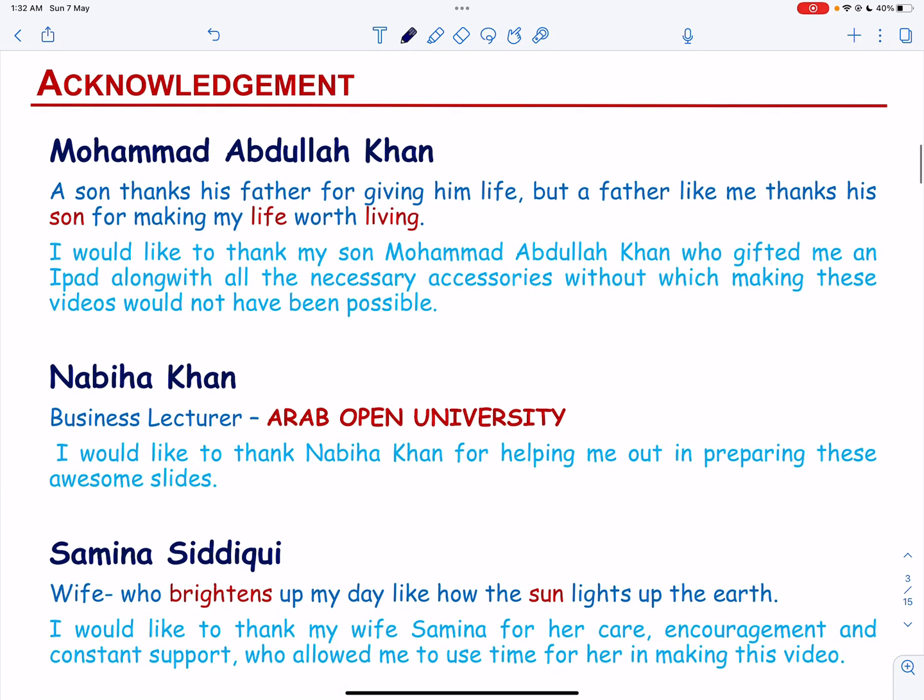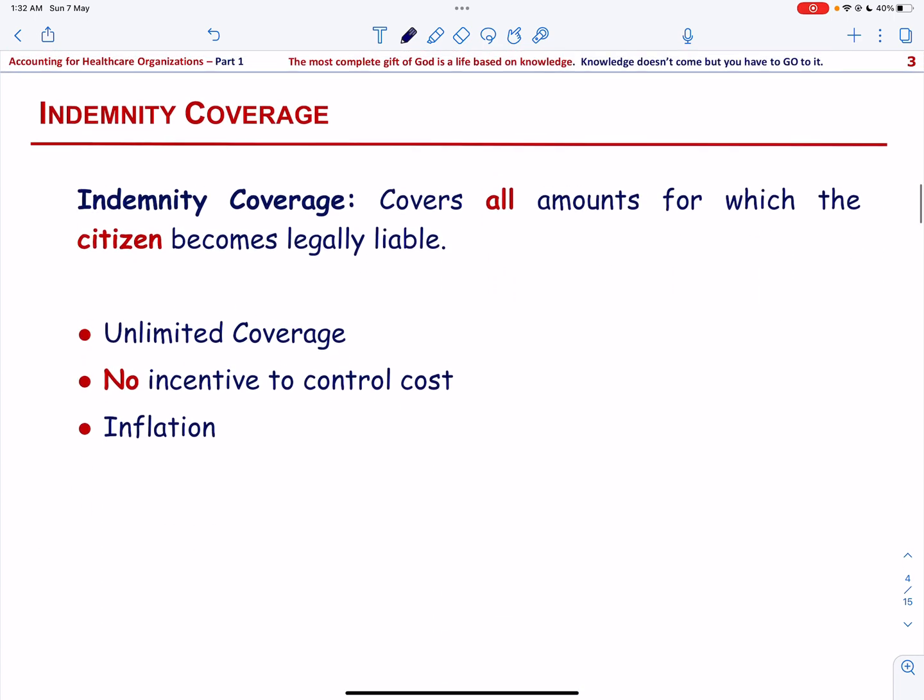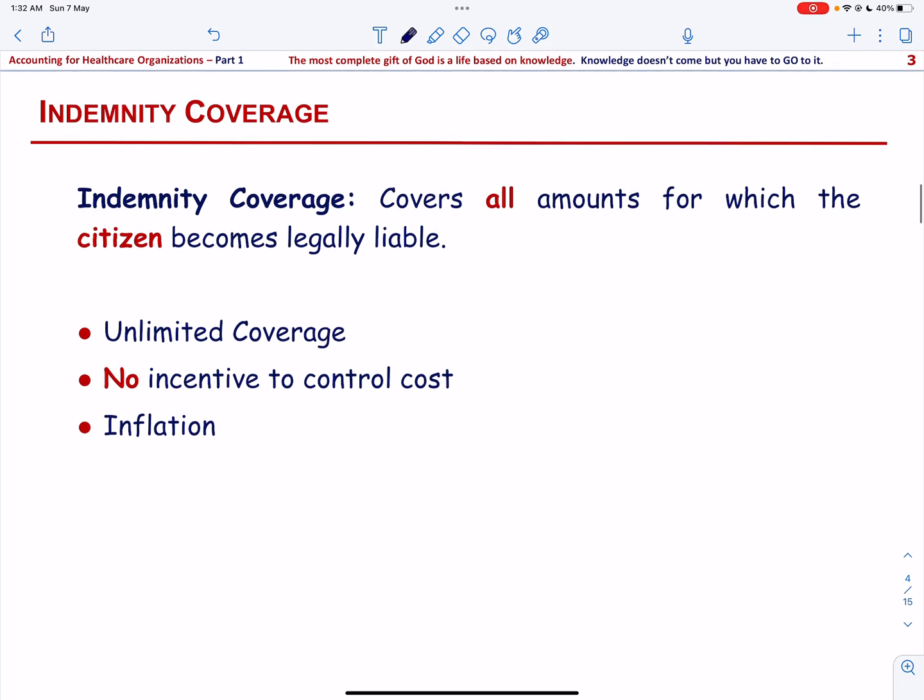So let us start with the concept of indemnity coverage. One of the main reasons why people from several third world countries want to migrate to Western countries like America, Canada, UK, etc. is that they provide excellent healthcare facilities for their citizens.